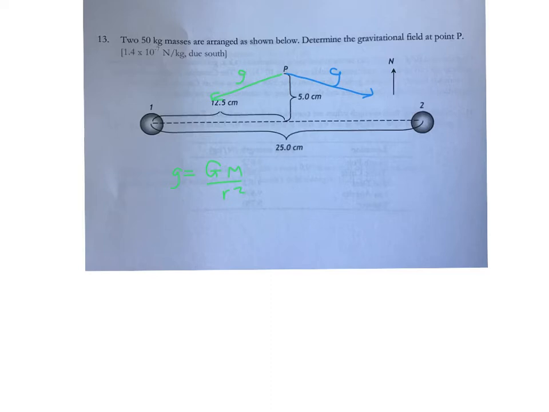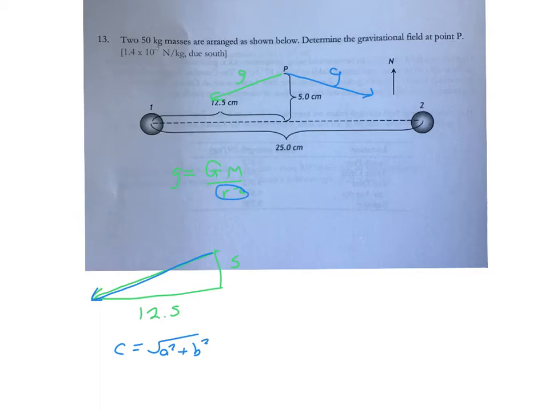We know the mass. We do need to find r. So we need to think about these. We have this distance is 12.5. This distance is 5. Then we can find out this distance here. This distance is r. So we need to use Pythagorean's theorem to find out what c is. So it's the square root of a squared, so 12.5 plus 5 squared. So that's kind of how we find r for those calculations.